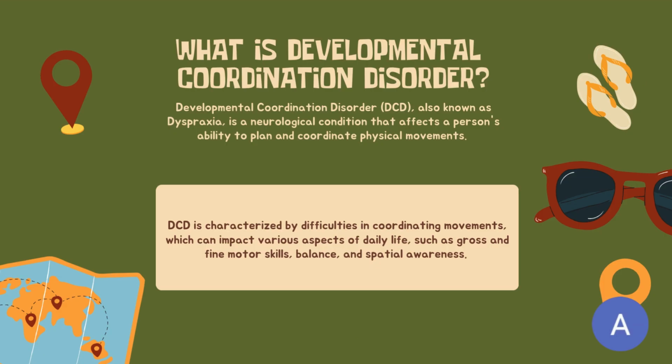So, what is developmental coordination disorder, or DCD? It is actually a dyspraxia, a neurological condition that affects a person's ability to plan and coordinate physical movement. It includes gross motor and fine motor skills, balance, and spatial awareness. These difficulties are not due to a known medical or neurological condition like cerebral palsy or muscular dystrophy.